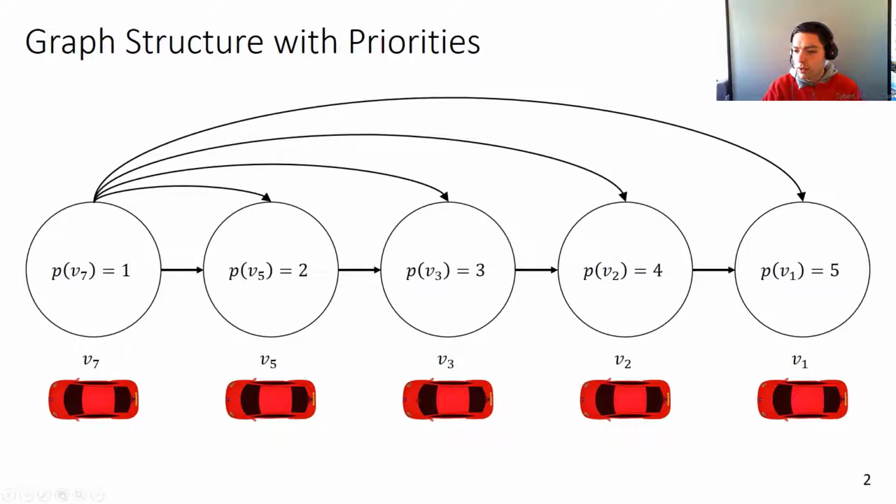So in the front, you have vehicle 7, then vehicle 5. Well, I guess you all know it by now. With vehicle 7 having priority 1, 2, 3, 4, 5. And the basic communication is between the vehicles, so only having communication with the vehicle in front of you.